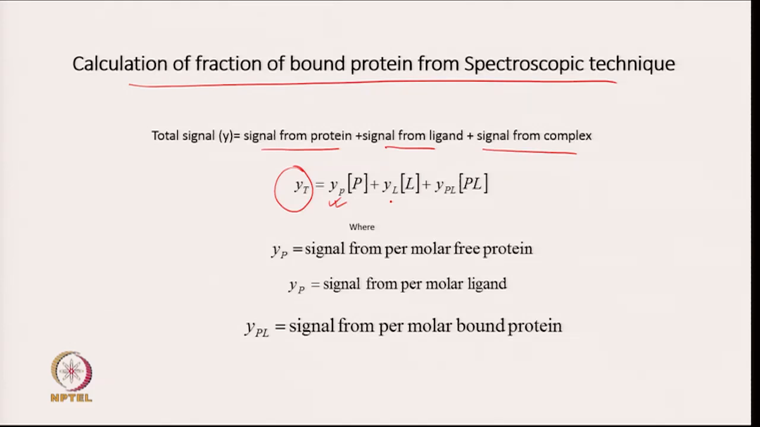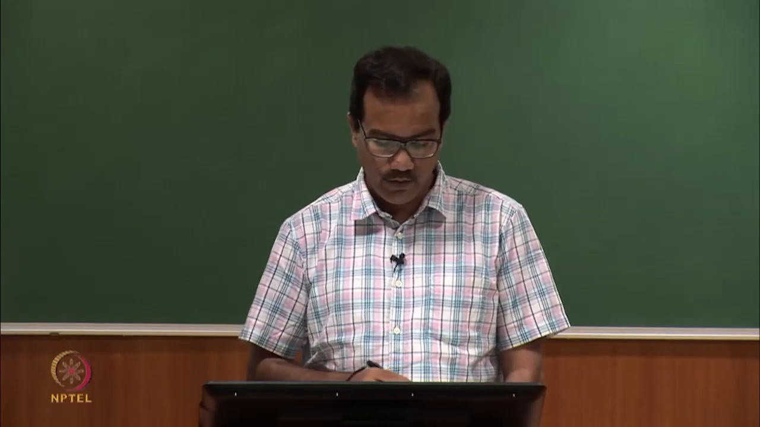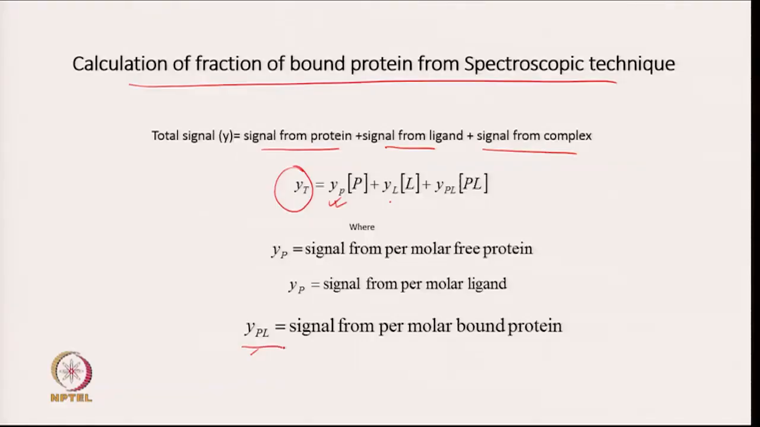So if we take one molar ligand in a solution and then measure fluorescence intensity, that will correspond to YL. And then YPL is signal from per molar bound protein. So, one molar complex will give you signal, and that is equal to YPL. And so, if we multiply YP into concentration of P, it means we are talking about total contribution from free protein. YL into L will give you total contribution from free ligand. And YPL into PL will give you total signal from your complex, and YT is total signal due to protein, ligand and protein-ligand complex.